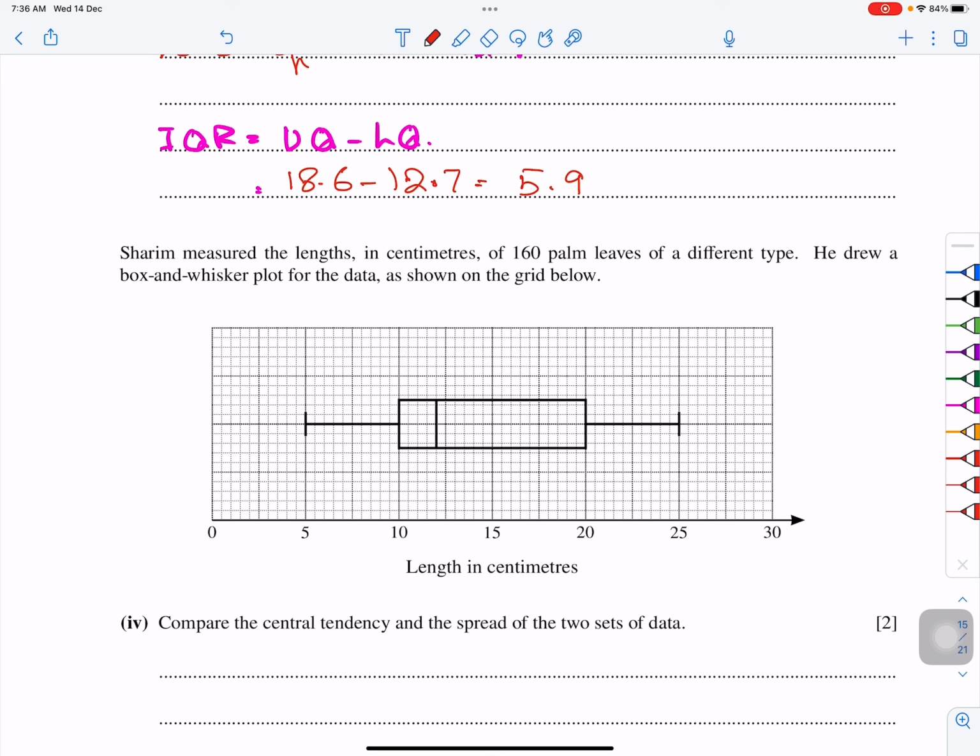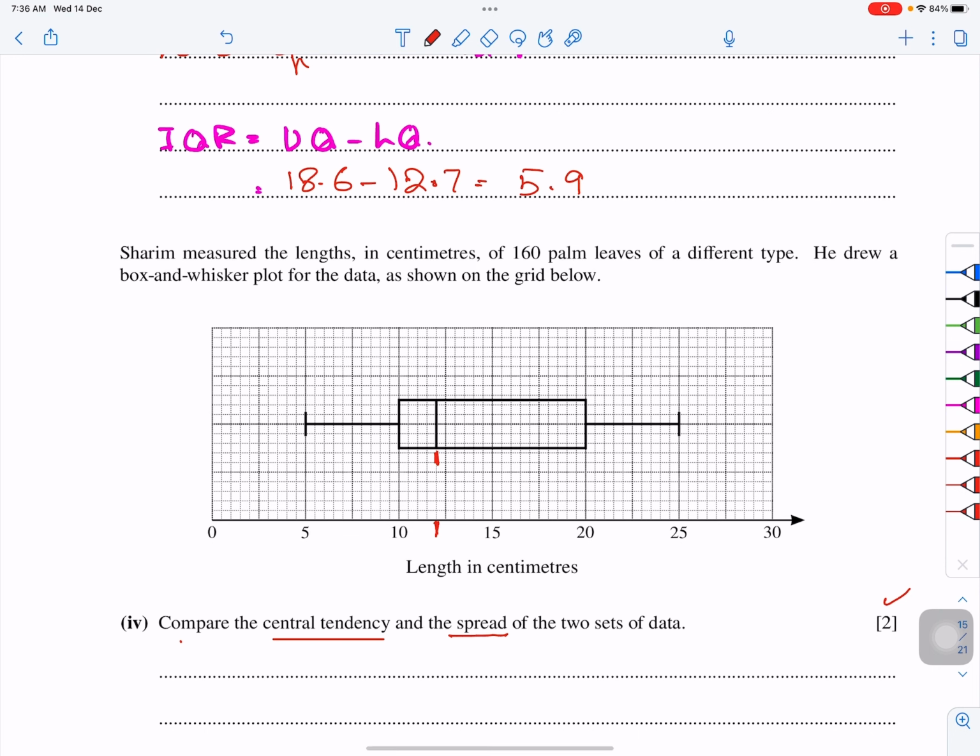It is saying Shari measured the length in centimeters of 160 palm leaves of different types, and he drew a box and whisker diagram. You have been asked to compare the central tendency and the spread. When the question is asking for a comparison in this way, it means you have to comment only on these two concepts. Do not write the whole story, just points are sufficient. It is a 2-mark question. So what is central tendency? Central tendency is talked about in terms of mean, mode, and median. In this question, we can easily see the median here, right?